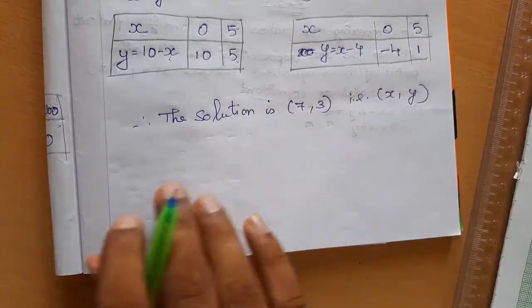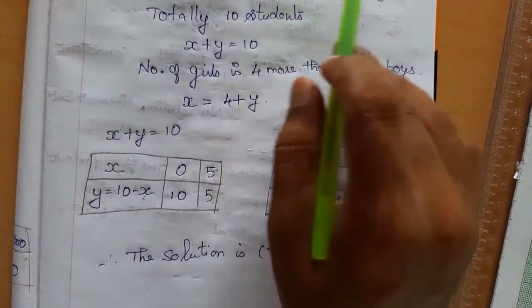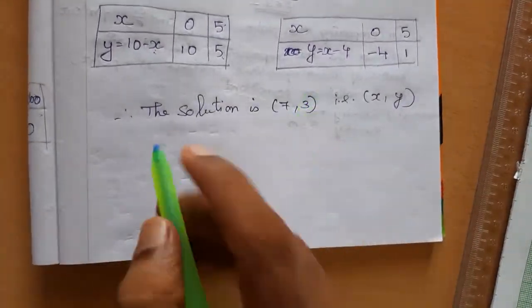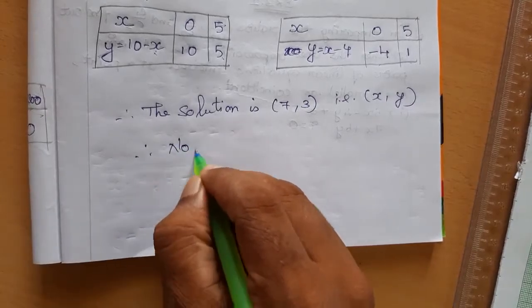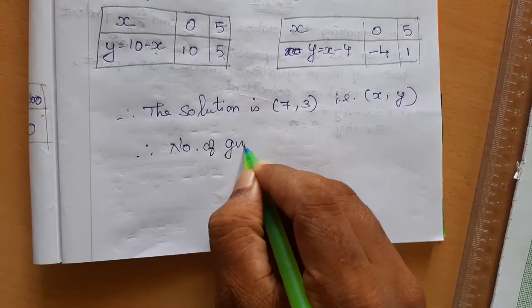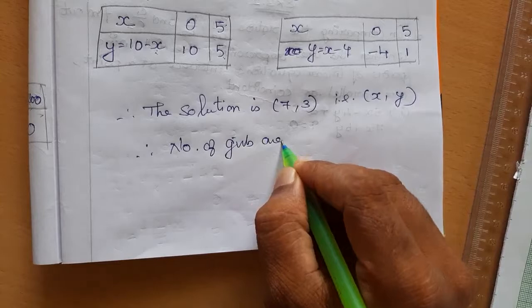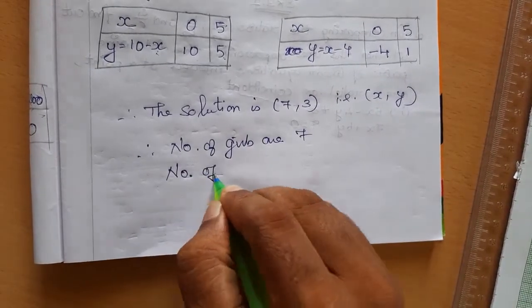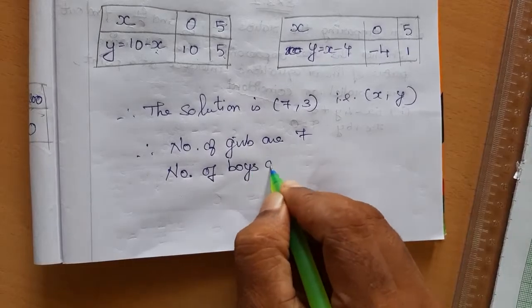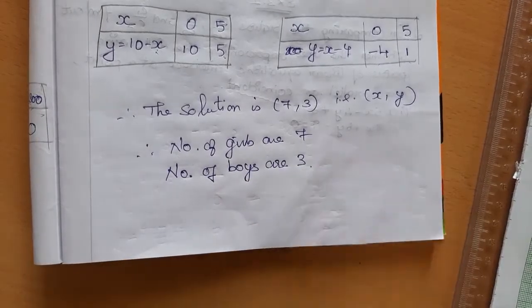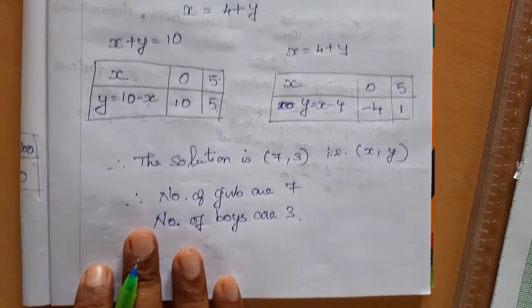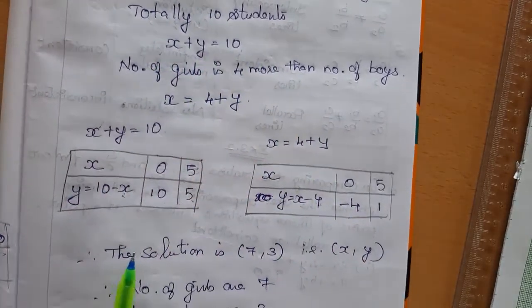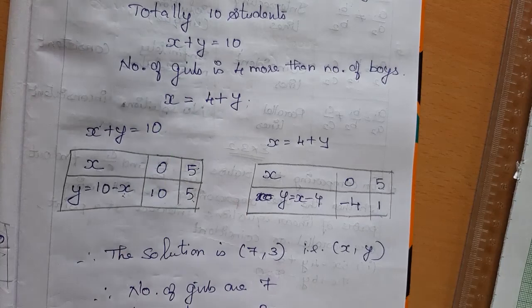What is x? X is the number of girls and y be the number of boys. Therefore number of girls are 7 and number of boys are 3. Clear? It will satisfy this equation. 7 plus 3 is equal to 10 and 4 plus 3 is equal to 7.